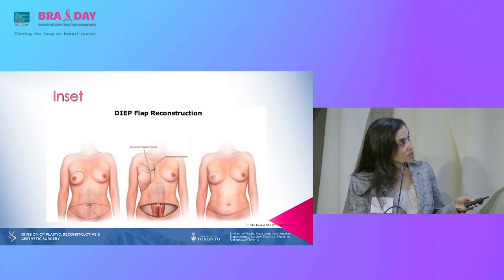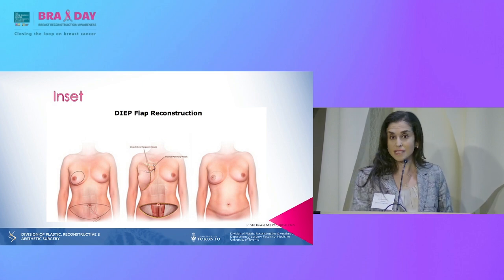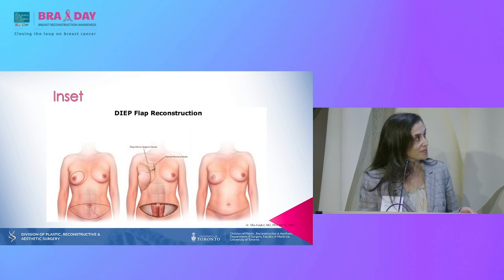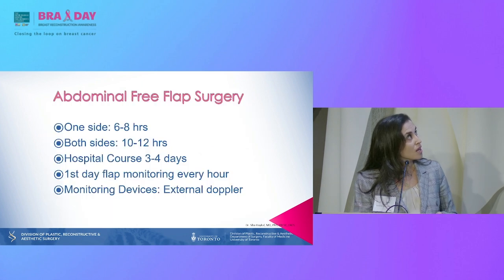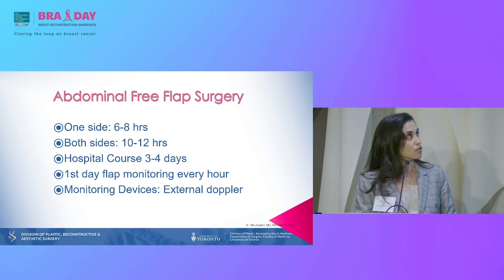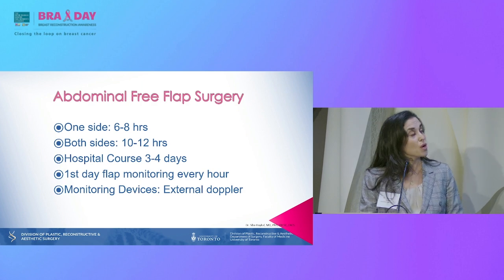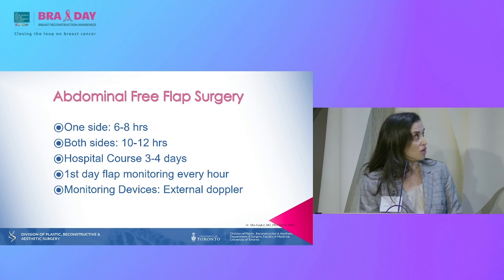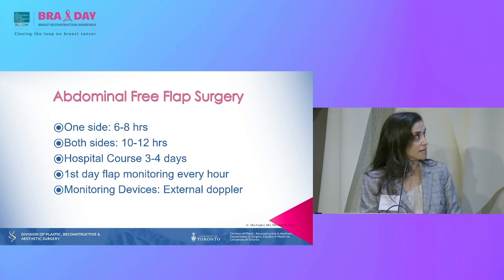You end up with a scar from hip to hip and a scar around the belly button, similar to getting a tummy tuck. There are also scars located over the breast, and I'll show you examples of what these would look like. So typically with a DIEP flap, which is a free flap reconstruction, one side takes about 6 to 8 hours. Both sides take about 10 to 12 hours, and the hospital course is about 3 to 4 days.